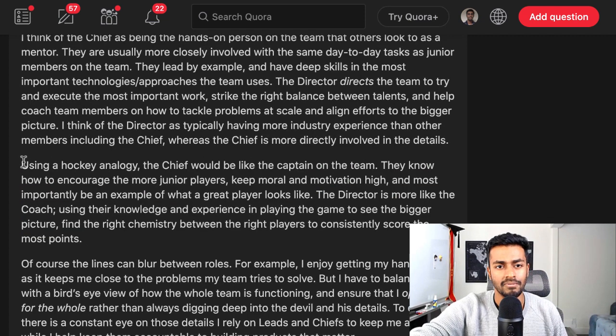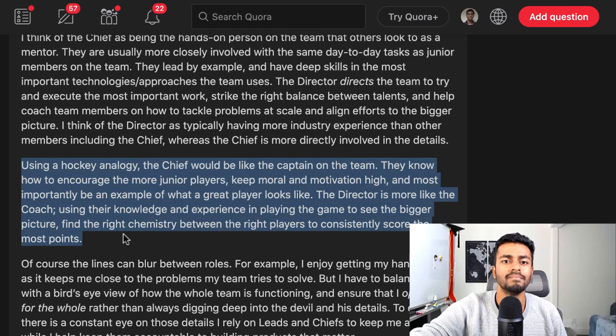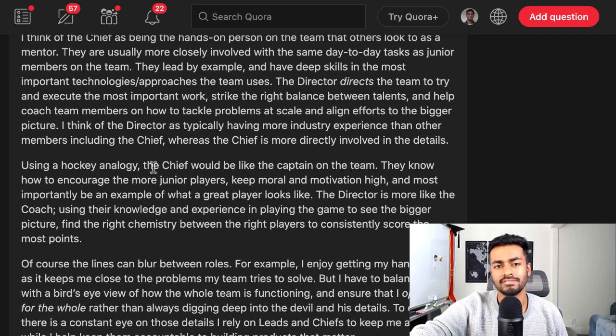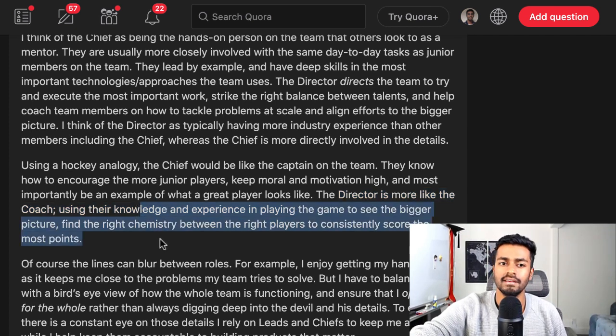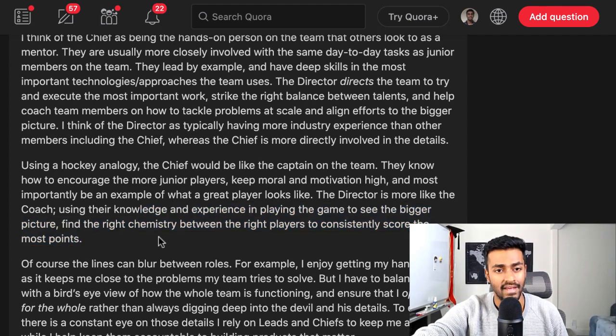Now, he's also given a pretty cool analogy with a hockey team, where the chief data scientist, the principal data scientist, would be kind of like the captain, and then the director of data science is more like the coach, using their knowledge and experience in playing the game to see the bigger picture and find the chemistry between the right players to consistently score the most points. I really do love that analogy.